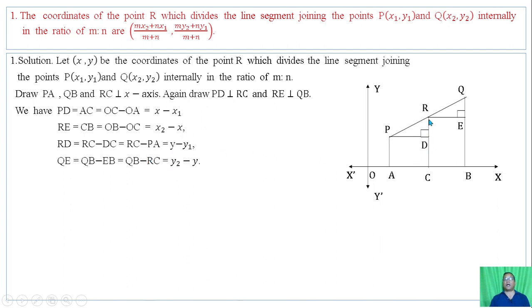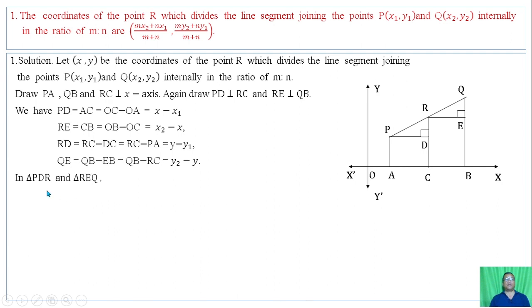Then RD is equal to RC minus DC. DC is equal to PA. RC is equal to y and PA is equal to y1. QE is equal to QB minus EB. EB is equal to RC. Therefore, this is equal to y2 minus y.